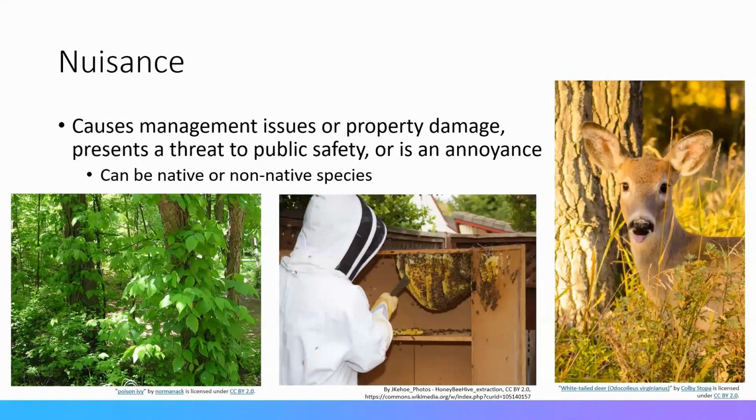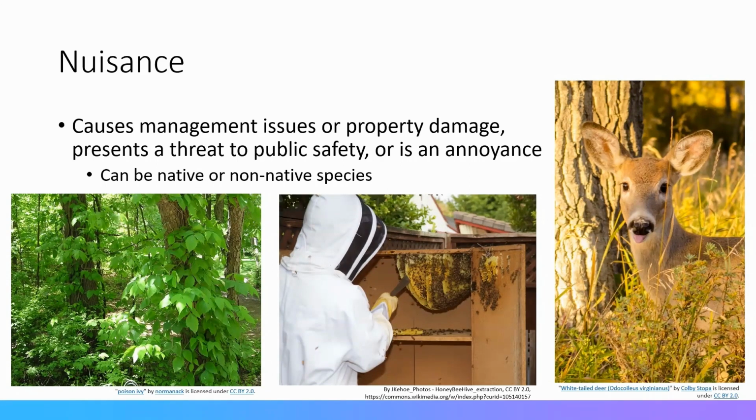Could also call these problematic plants nuisance plants. So basically these plants are causing management issues or property damage, or present a threat to public safety, or are an annoyance. So this could be native and non-native species. So again, poison ivy would be a threat to public safety because of the oils and the rashes that can cause.